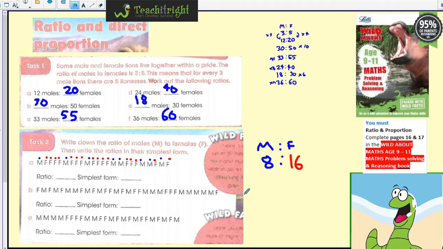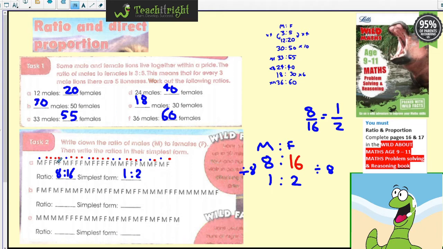So 8 to 16 is a ratio, but to simplify a ratio, I would simplify it the exact same way I'd simplify a fraction. If I had, for example, 8 over 16, I'd be dividing both sides by the highest common factor. In this case, this is 8. 8 divided by 8 is 1, and 16 divided by 8 is 2. I do the exact same thing, but with a ratio. So the ratio here is 8 to 16, in the simplest form it's 1 to 2.